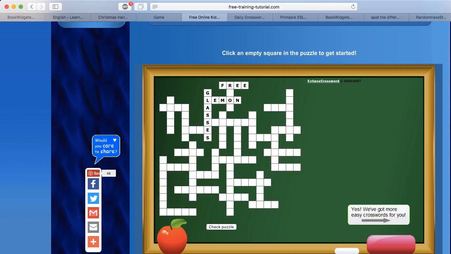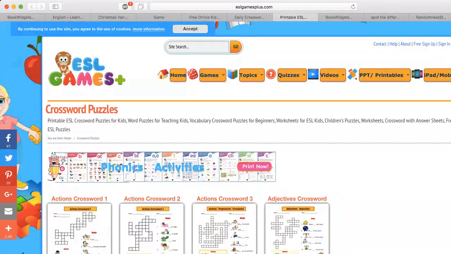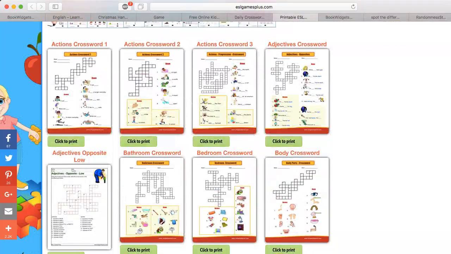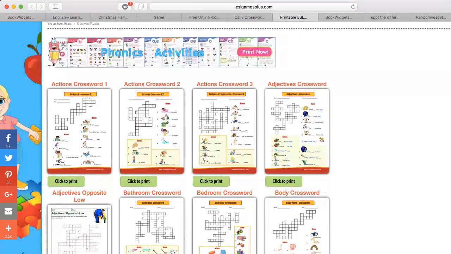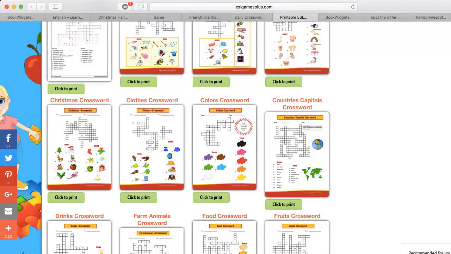The other thing I was going to show you was, if you, for example, don't have access to the internet, I found this cool website called ESLGamesPlus.com where you can print some of these crossword puzzles, and they're also on categories, and they can be from objects or rooms in the house, like bathroom or bedroom, or body parts and colors, to things like adjectives or actions. So you can really use some of these to practice a specific part of English that you have issues with.